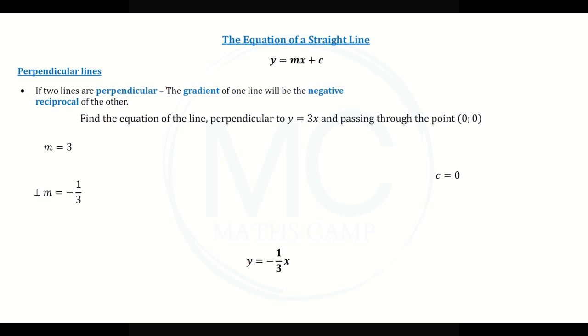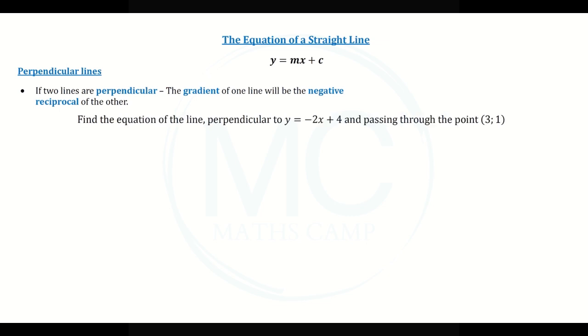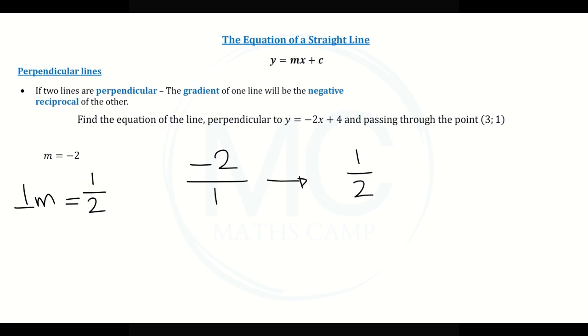Let's do another example. Find the equation of the line perpendicular to y is equal to negative 2x plus 4, passing through the point 3, 1. The gradient of the line we've been given is negative 2, so m is negative 2. Let's find the gradient of the perpendicular line. So we say negative 2. Let's turn this into a fraction, so we say over 1. Now we can flip it, and we get 1 over 2. The original gradient was negative, so this one is positive. And we can say the perpendicular gradient is equal to positive 1 over 2.